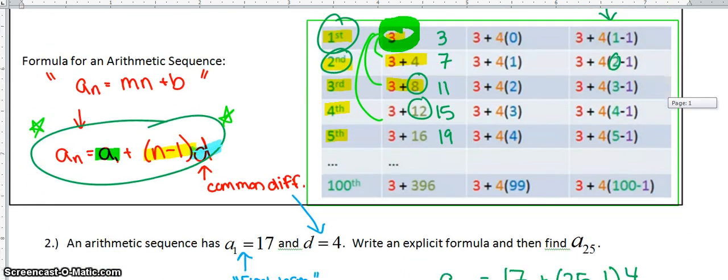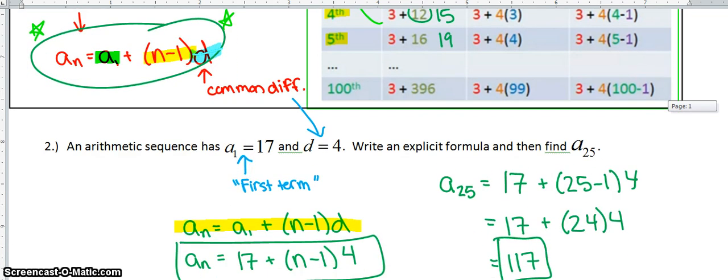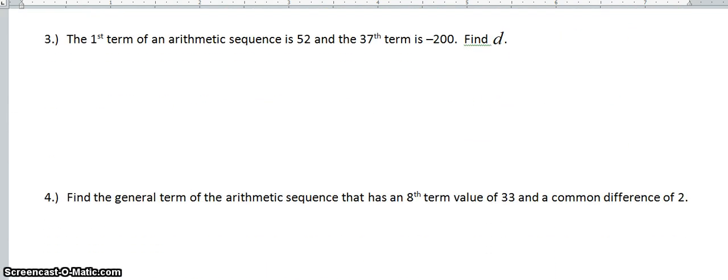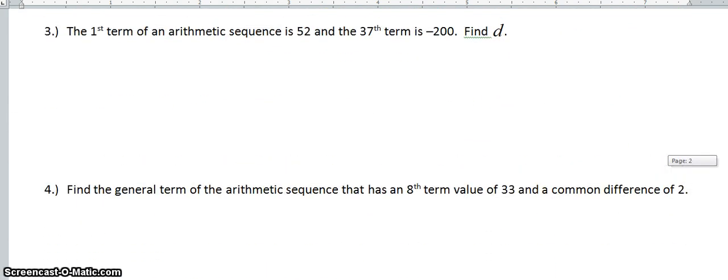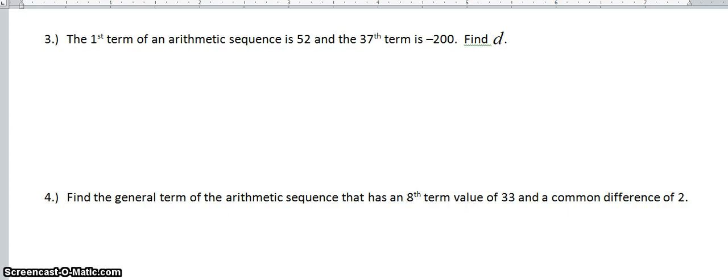You can also compare it to a linear function, and it works nicely that way. Up to you. Okay, what I want you to do now is to try 3 and 4 on your own. They're all slightly a little bit different, but they all kind of practice this formula. Please come with questions if any of that was confusing.